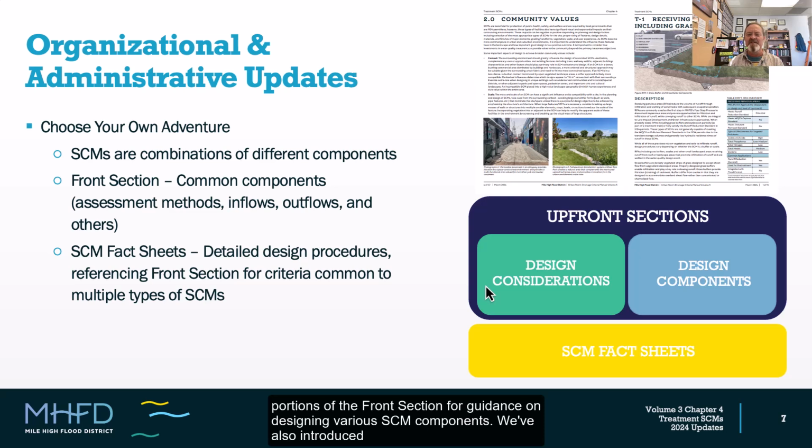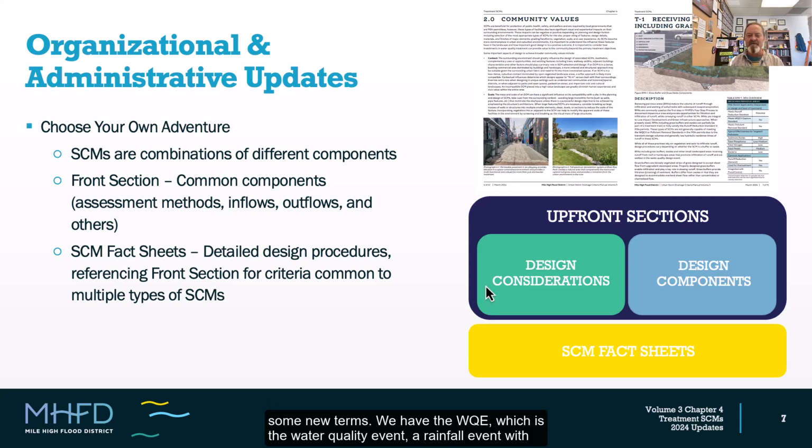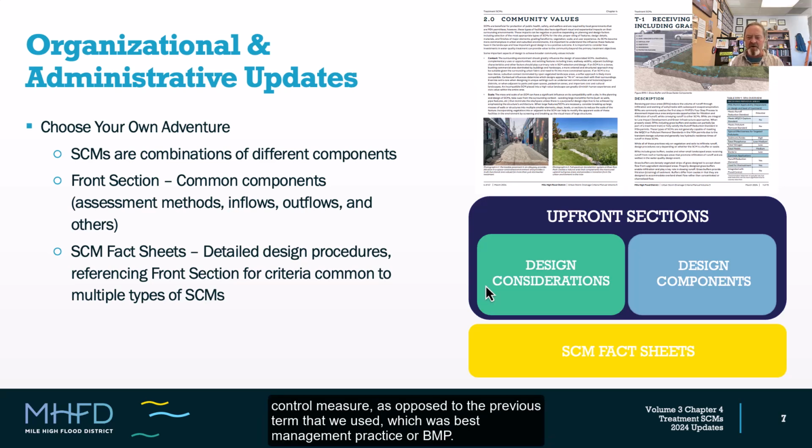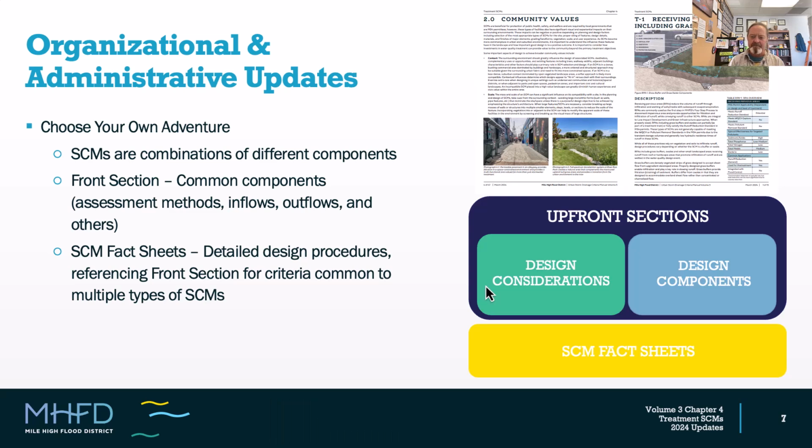We've also introduced some new terms. We have the WQE, which is the Water Quality Event, a rainfall event with a depth of 0.6 inches. We have the water quality peak flow, the WQPF, which is the flow resulting from the WQE. Finally, we're now using the term stormwater control measure as opposed to the previous term that we used, which was best management practice, or BMP.